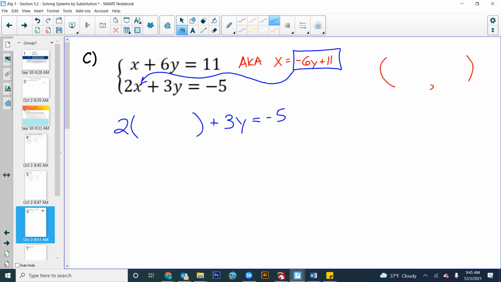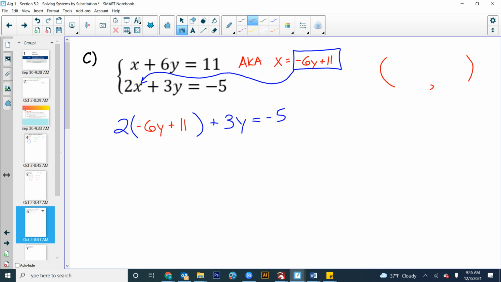Guess what, friends? There's no more x here. What's getting substituted in for x? Negative 6y plus 11. Hence the name substitution.